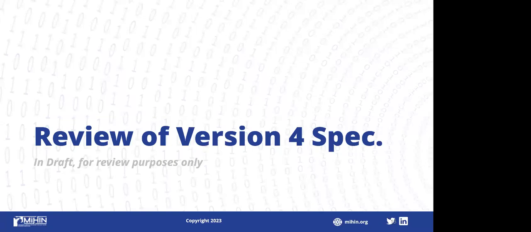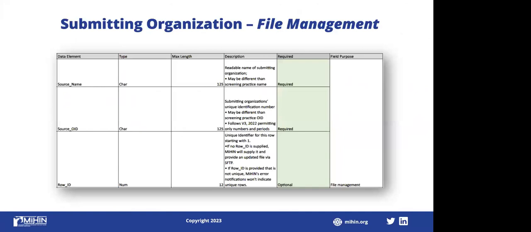So without further ado, we're going to move into the review of the version 4 specifications. As a reminder, this is in draft and is subject to change. Next slide, please. We've broken the new specifications into 3 sections: file management, patient demographics, and screening information. We'll start with the first section related to file management. At the top, we break the columns into data element, type, maximum length, description, required or optional, and field purpose, where description and field purpose provide supporting information for each data row.